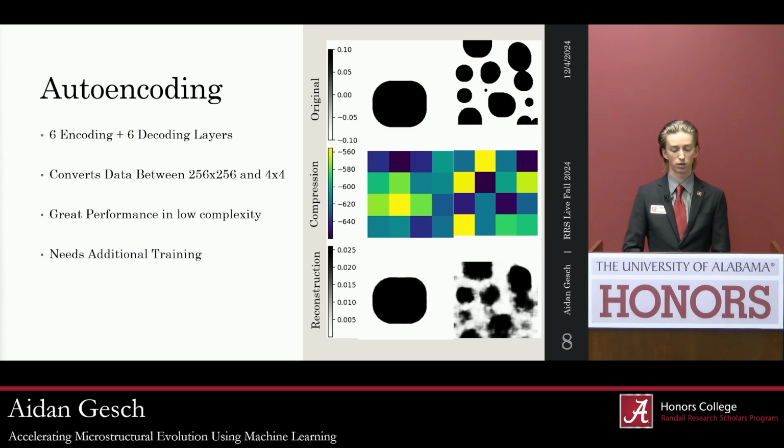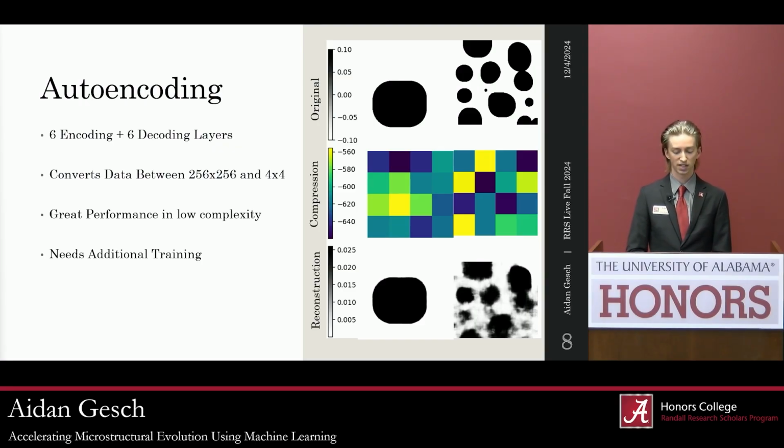The first type of machine learning I used is called an autoencoder. My autoencoder uses 6 layers to encode an image and 6 layers to decode it. Using an autoencoder allows you to transform a large set of data, like a 256 by 256 microstructure binary image, into a small set of data. In my case, it is 16 floating point numbers, which I represent in a 4x4 grid.